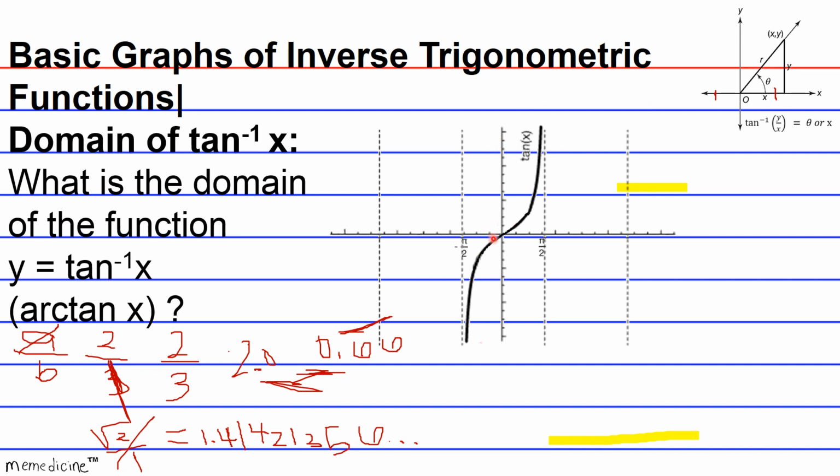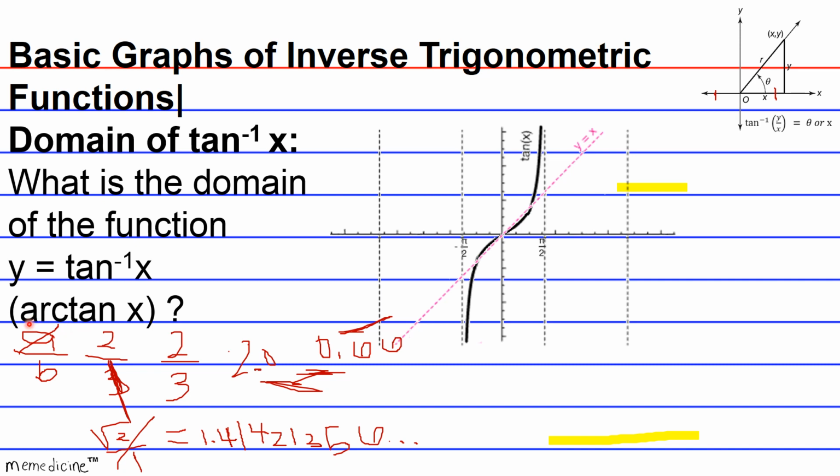And the simplest way to go about doing this is just going to be by reflecting the restricted function of y equals the tangent of x about the line y equals x. Here goes our line, y equals x. So to generate our restricted arctangent or inverse tangent function, we're going to just flip the tangent function about the line y equals x.